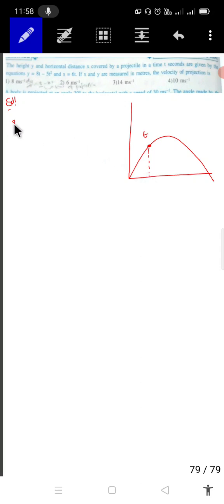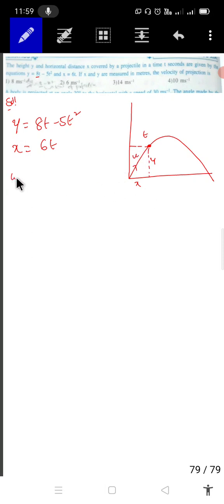Now they have given y equals 8t minus 5t squared with respect to time. At the same time, this is y, and after t time, this one is called x. So they have given x equals 6t, and x and y are in meters. Now what is the velocity of projection? With what velocity are we going to project it?